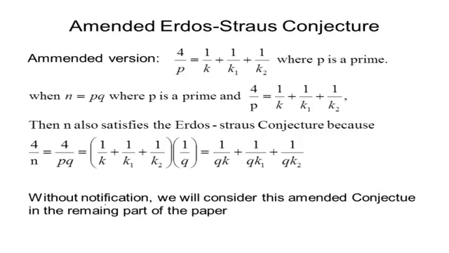Then we move on to the amended Erdos-Straus conjecture. This version points out that it is enough for us to consider when n is a prime, because when n is a composite number, that is n equals pq, and 4 over p can be expressed as the sum of three Egyptian fractions, then n also satisfies the requirements of this conjecture. So without notification, we will consider this amended conjecture in the remaining part of the paper.